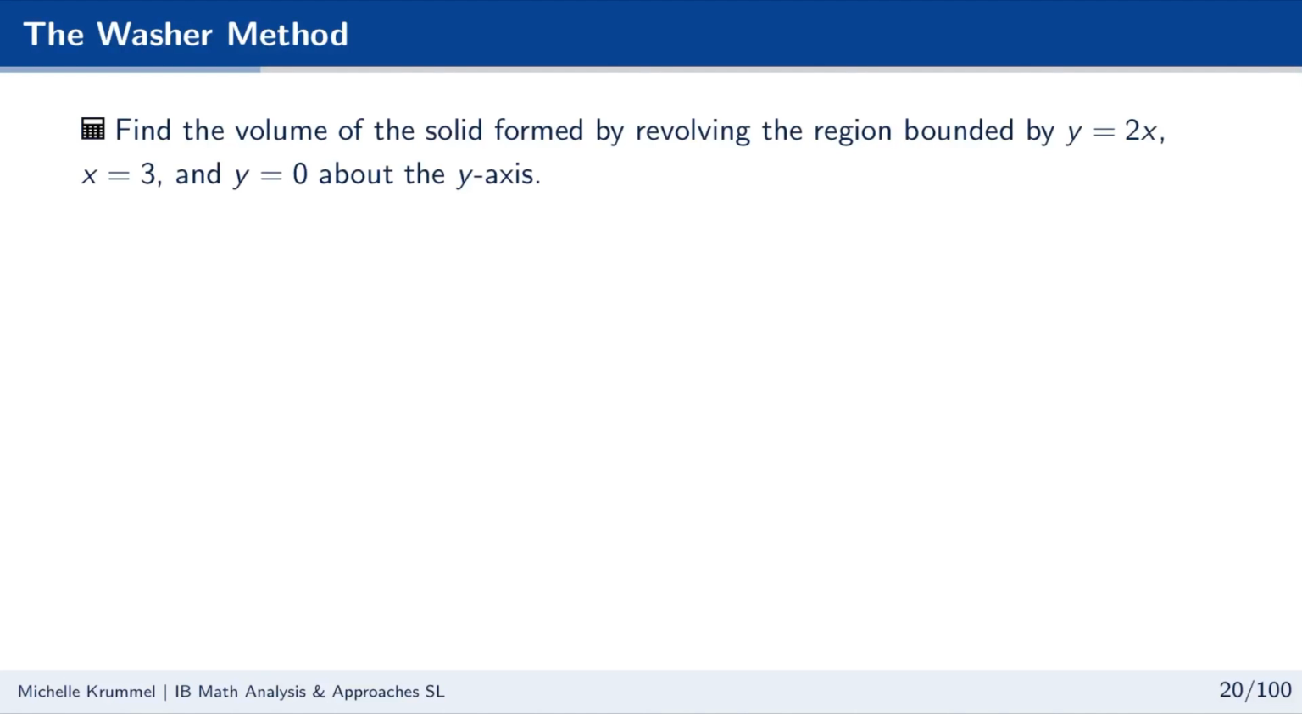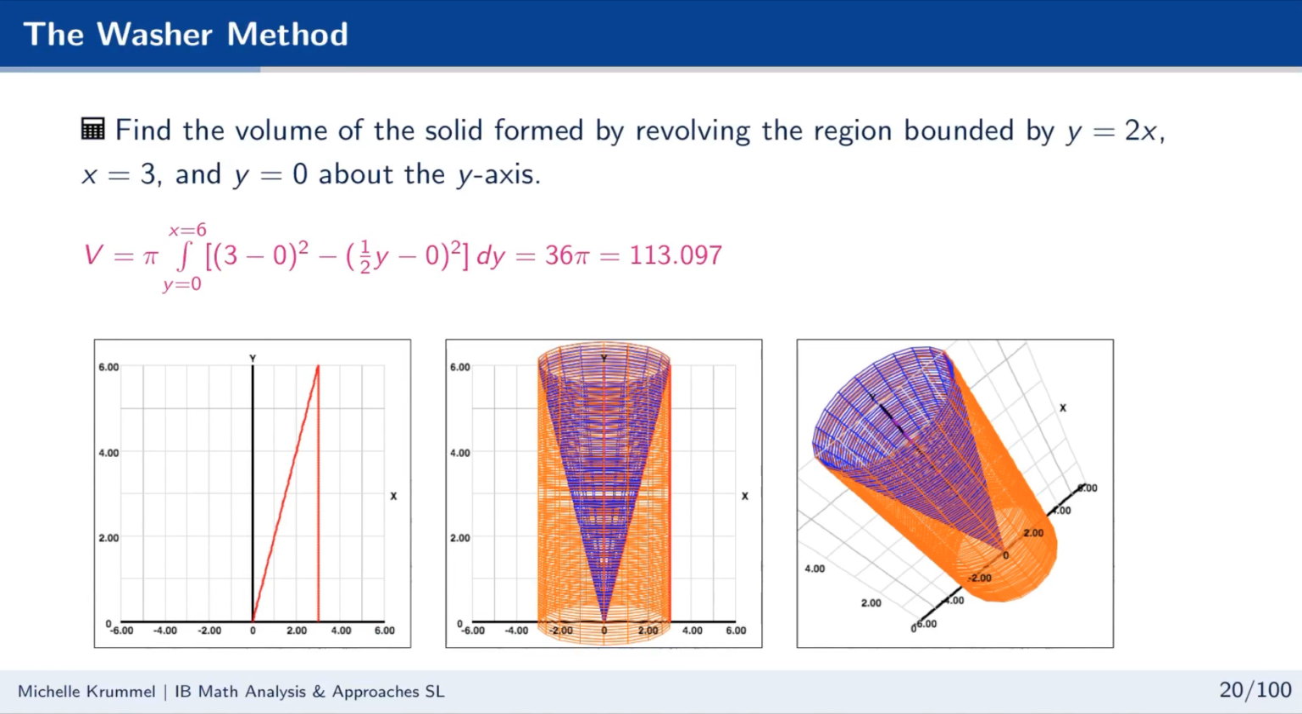Okay, try this next one. It's the same region, y equals 2x, x equals 3, y equals 0, but now we're going to rotate this around the y-axis. Now the graph looks a little bit different just because the scale is different, but it is that same region that we were looking at in the last 2 examples. So there's our region, and we want to rotate this around the y-axis right here. So we do have this empty space in between the axis of rotation and our region.